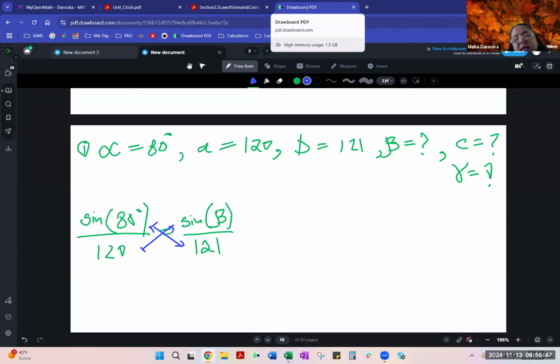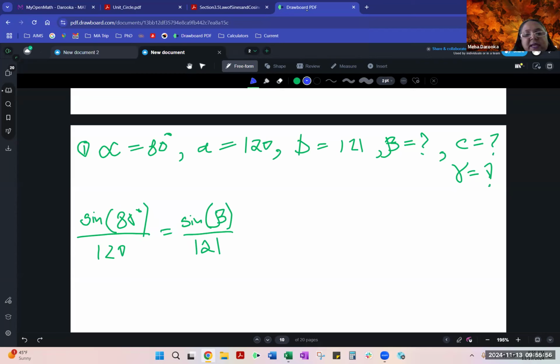The other way you can think about it is since we only want to get sine of beta by itself, you can do the cross product, or you can also set it up as just getting rid of the denominator on the sine of beta side. So you can also say, I can simply multiply both sides by 121. And that will also get me where I need to be. So of course, on the right-hand side, you end up canceling that out and you're just left with sine of beta.